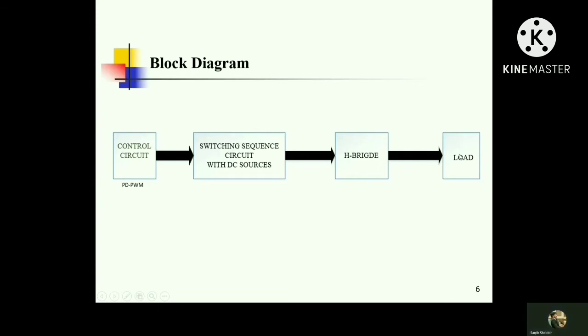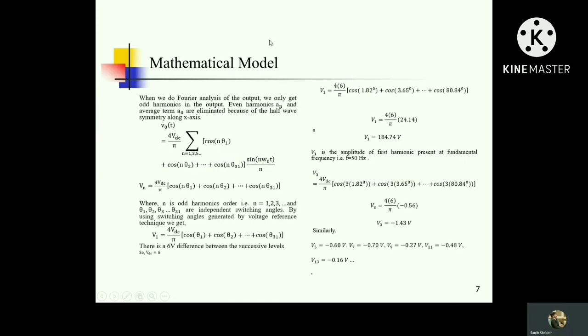This is the mathematical model of our project, how we define different voltage level values. We use Fourier analysis. By using this equation, we define different voltage levels for 50 Hz frequency. These are the different levels of voltage: V1 for the first level, then the third level, fifth, seventh, ninth, eleventh and so on.